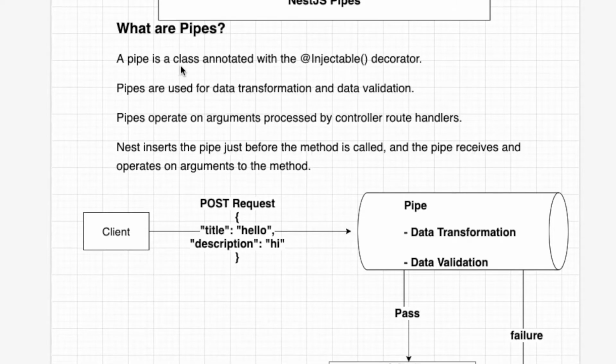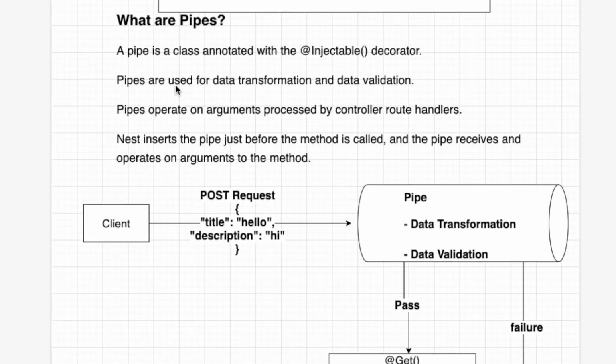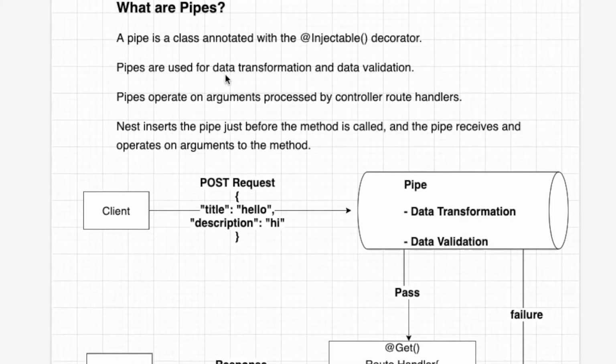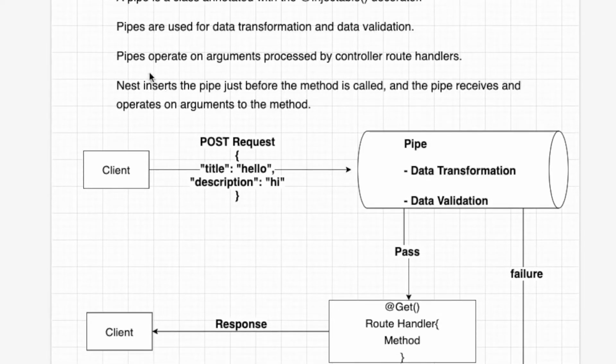A pipe is a class annotated with the Injectable decorator. Pipes are used for data transformation and data validation. And pipes operate on arguments processed by controller route handlers. Nest injects the pipe just before the method is called, and the pipe receives and operates on the arguments to the method.